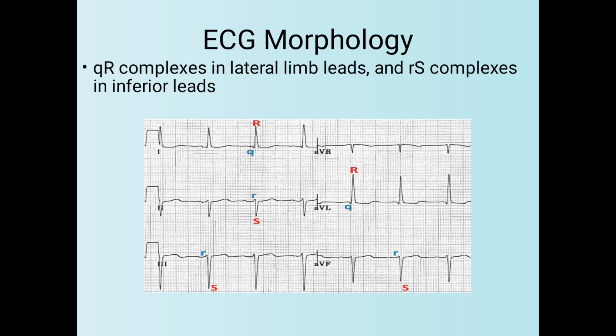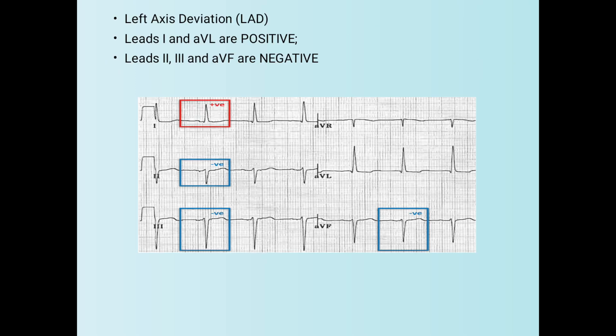In this ECG, we can see QR complexes, that is small q and tall R complexes, in lateral limb leads, and small r and big S complexes in the inferior leads. In this ECG, we can see left axis deviation: lead 1 and AVL are positive, lead 2, 3 and AVF are negative.